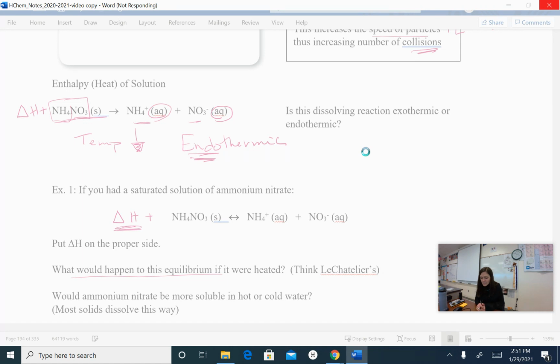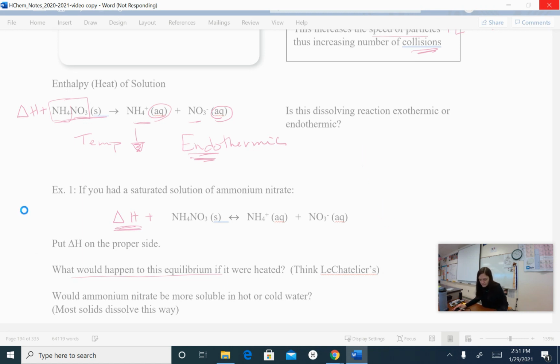And you'll see that if you've ever used one of those instant ice packs, that stuff dissolves really well the warmer it gets. The more you put that instant ice pack on whatever's been injured, the more that ammonium nitrate salt creates and gets dissolved, okay, if you've ever used one of those.